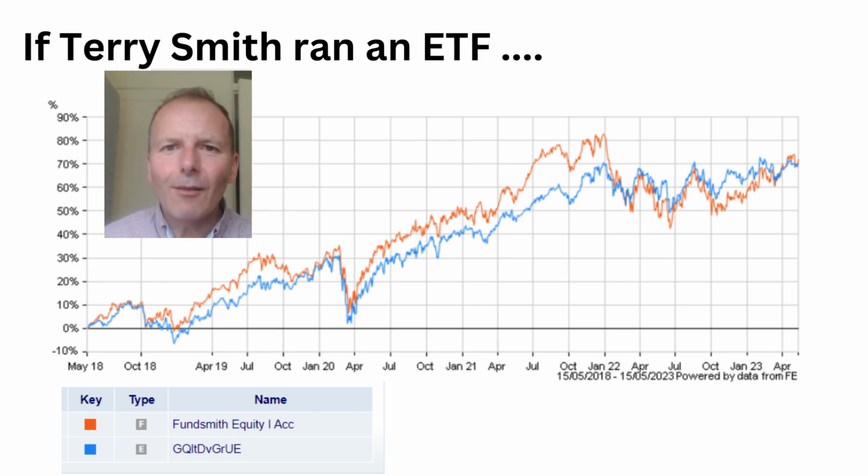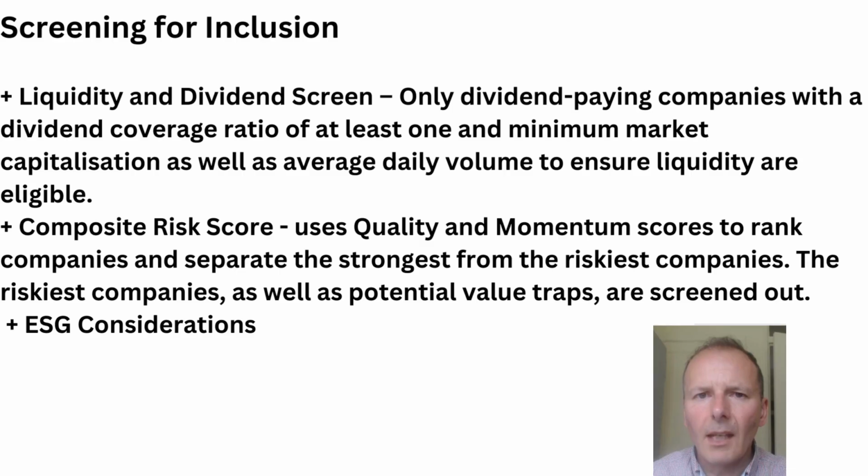If Terry Smith ran an ETF, I wonder whether it would be the WisdomTree Global Quality Dividend Growth. And as you can see here, the performance is pretty much neck and neck, but the Dividend Growth ETF is much less volatile. This is some of the criteria that the Dividend ETF uses. So it only chooses dividend companies that have a coverage ratio of 1, meaning that earnings are greater than dividends. It has criteria around liquidity and market cap.